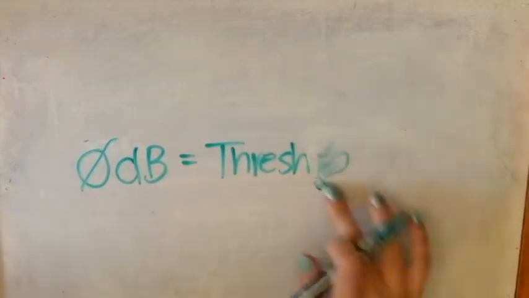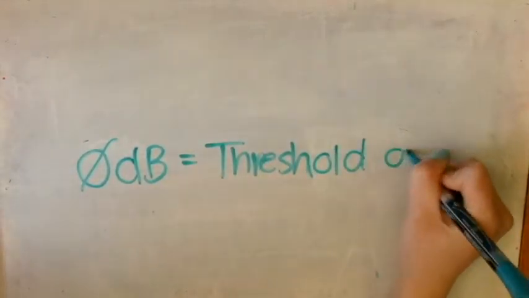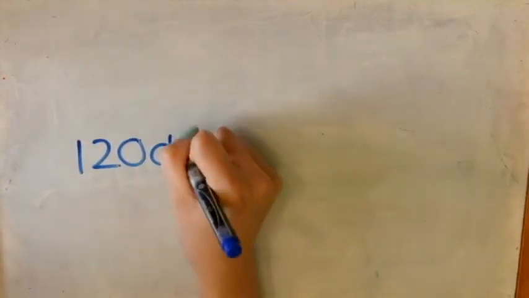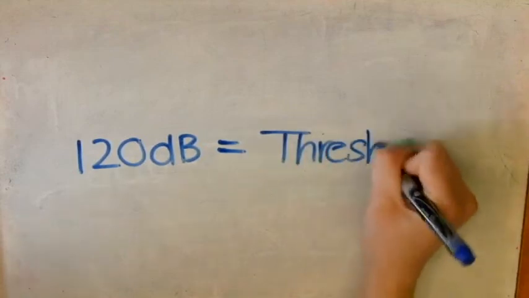The threshold of hearing is the limits of sound intensity we are able to perceive. It is usually expressed in decibels, from 0 decibels, the threshold of hearing, to 120 decibels, the threshold of pain.